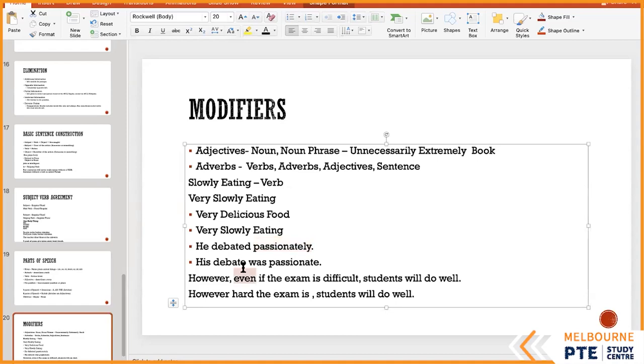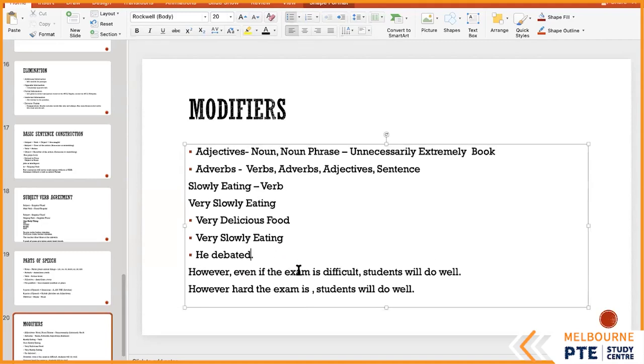What is this? Noun. Noun, right? His debate. What is this? Adjective. It was passionate, right? Passionate. Why is this an adjective? What is it describing? A noun. Do you see that? It's describing a noun. Got it? So this is the kind of understanding I want you to have for when you're practicing. Don't worry about the exam. When you're practicing, this is the logic that you're going to be applying. It is important, all right?